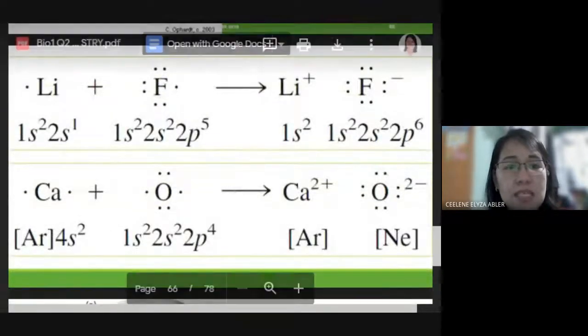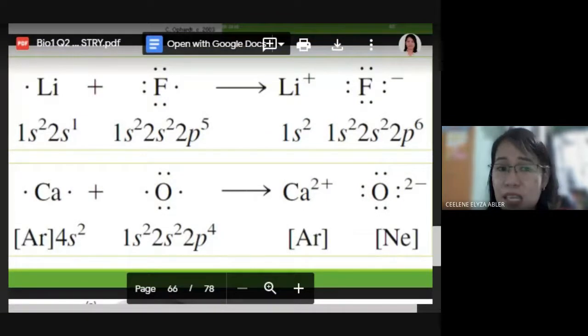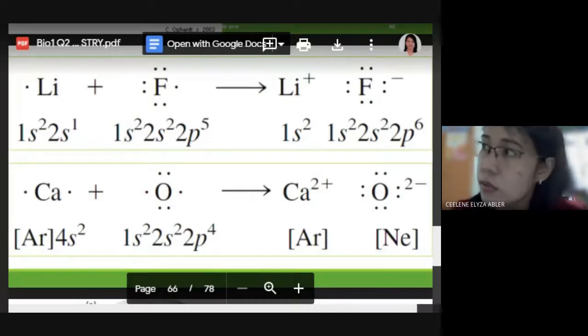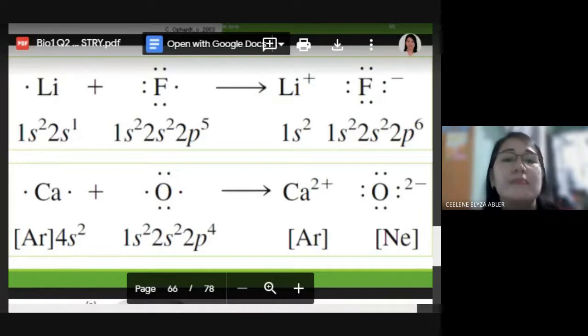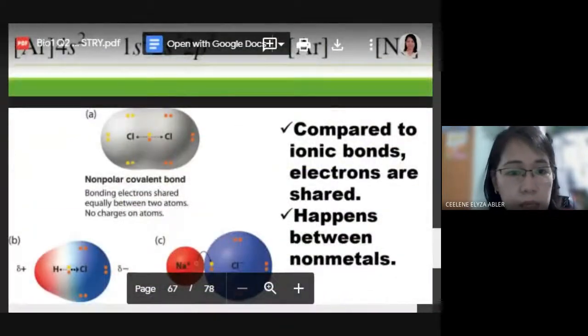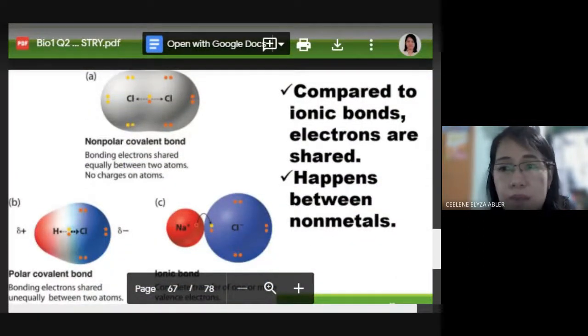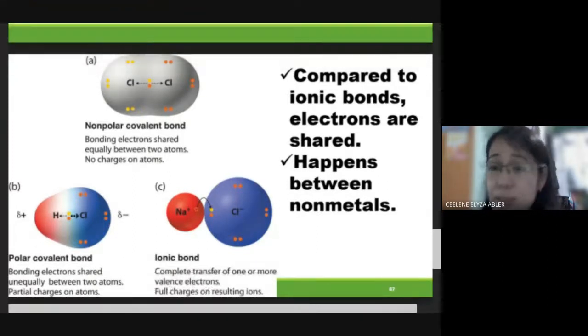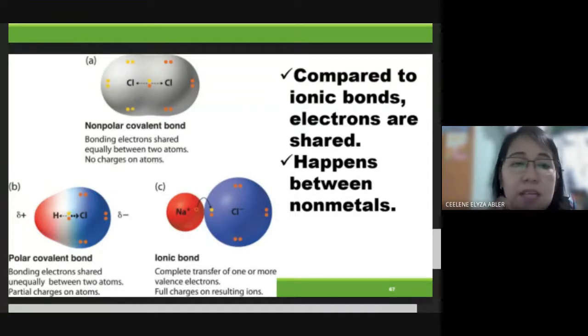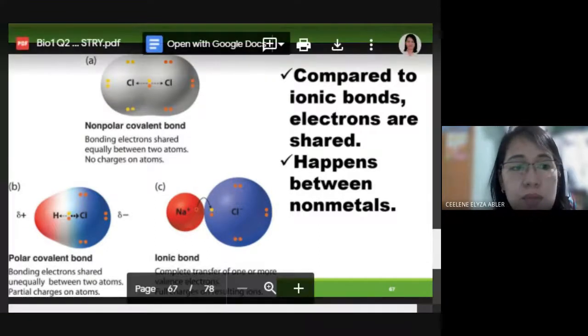So, this is the representation of them using their, yung kanilang mga, yung kanilang Lewis structures. Alright? Okay, we have here another one which is an example of your covalent na bond. Okay, ano yung difference nilang tatlo? Okay, so meron tayo yung non-polar, we have the polar, and we have the ionic.